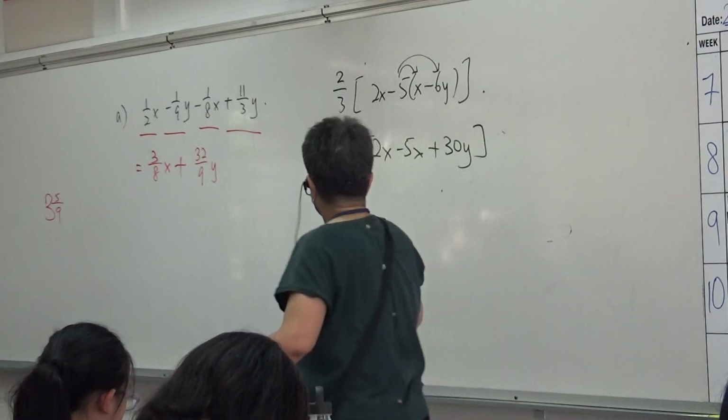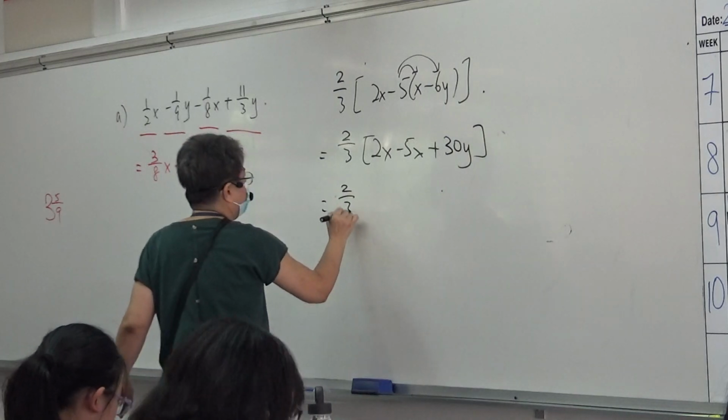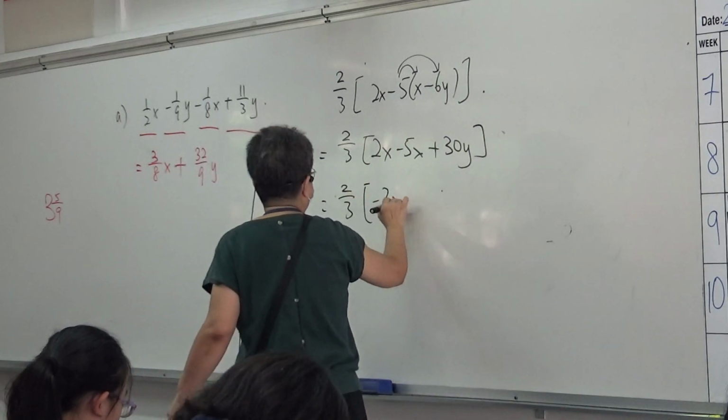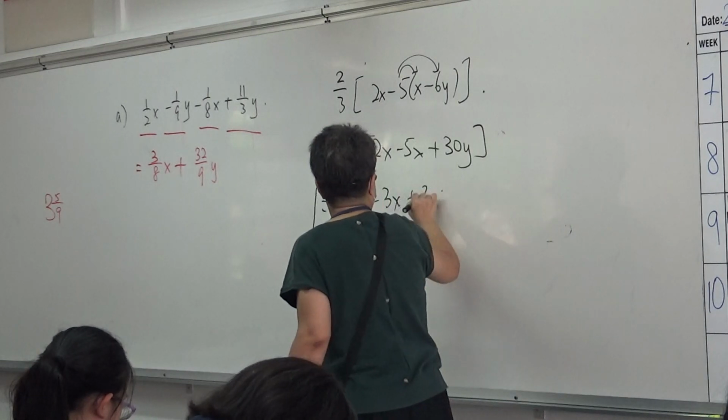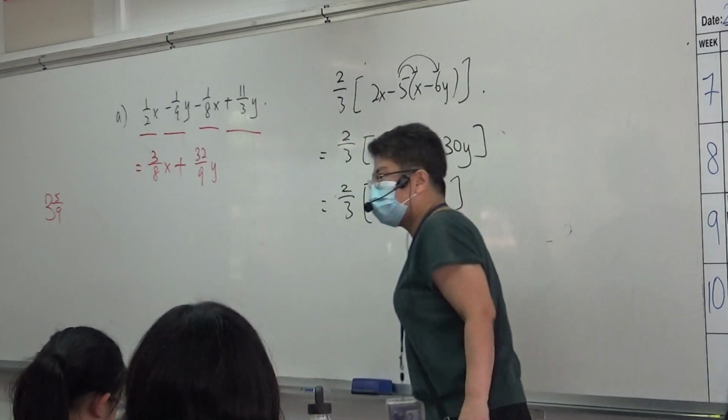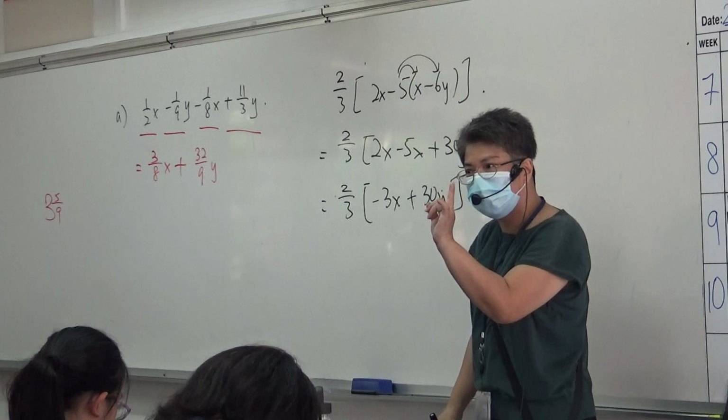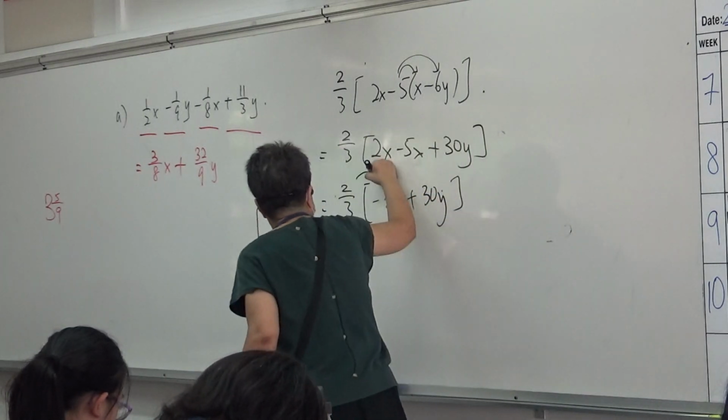Okay, then don't rush. This one will be negative 3x, right? Yes. Plus 31, correct? Yes. Okay, now hold on first. Now here is the thing. What is this plus this?